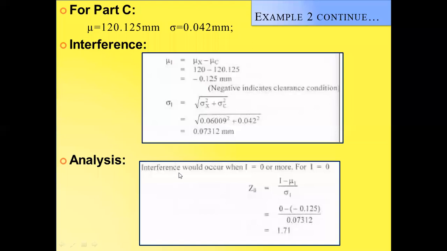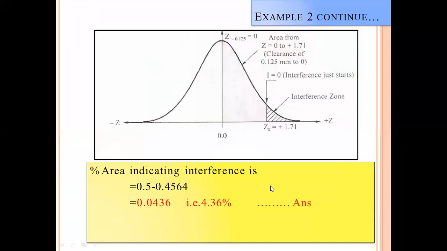Next is the analysis. Interference would occur when I is equal to 0 or more. For I equal to 0, Z0 will be I minus mu 1 upon sigma 1. So 0 minus mu 1 divided by sigma 1, we will get Z0 as 1.71, the first value. Then for Z0 equal to plus 1.75, I will be 0. So from Z0 to plus 1.75, that value is taken from the table.